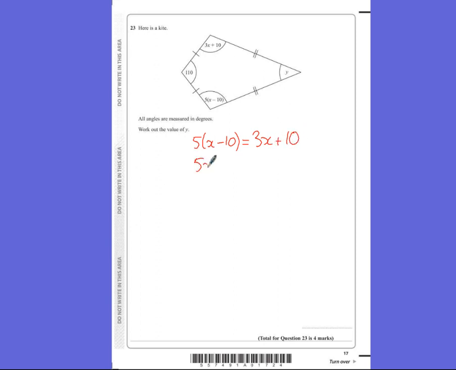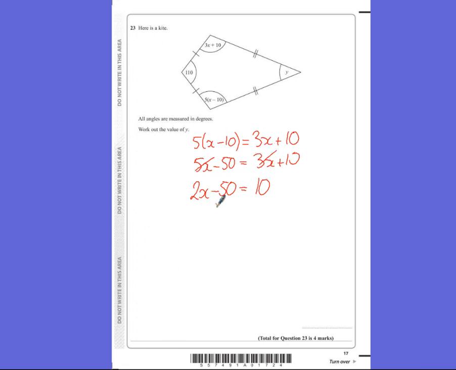So the first thing I need to do is expand the brackets. Make sure you always multiply both things by 5. And this side we're just leaving alone. And now we've got an equation that we can properly solve. So I'm going to take the smallest amount of x's off both sides. So I'm going to take 3x off that side. I'm going to take 3x off that side, which leaves me with 2x here, minus 50. And if I take the 3x off, they disappear. I'm left with 10. So the whole point of that was to get a side with no x's on.